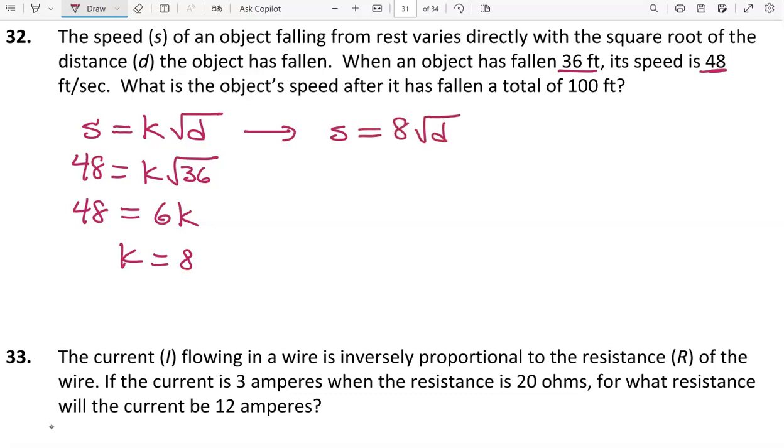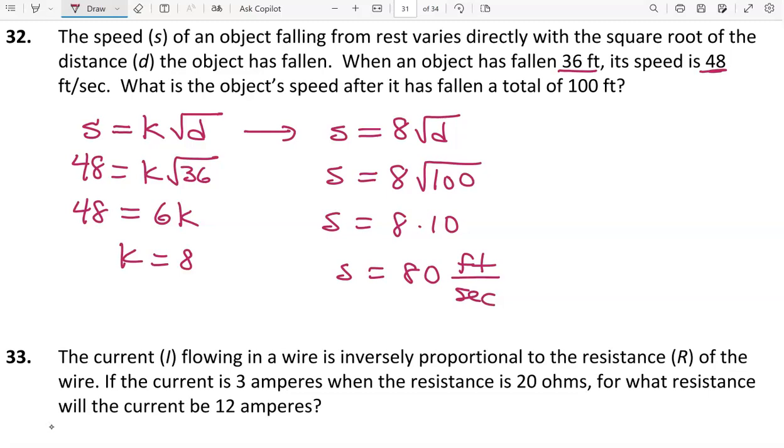That means that I can find s whenever I'm given the value of d, now that I know the value of k. All right, so what is the object's speed? We're looking for s after it has fallen a total distance of 100 feet. So that means d is 100. So that's 8 times 10. So s is equal to 80. And s is a speed. What were our speeds measured in? They were measured in feet per second. So it's important to include those units in your answer.